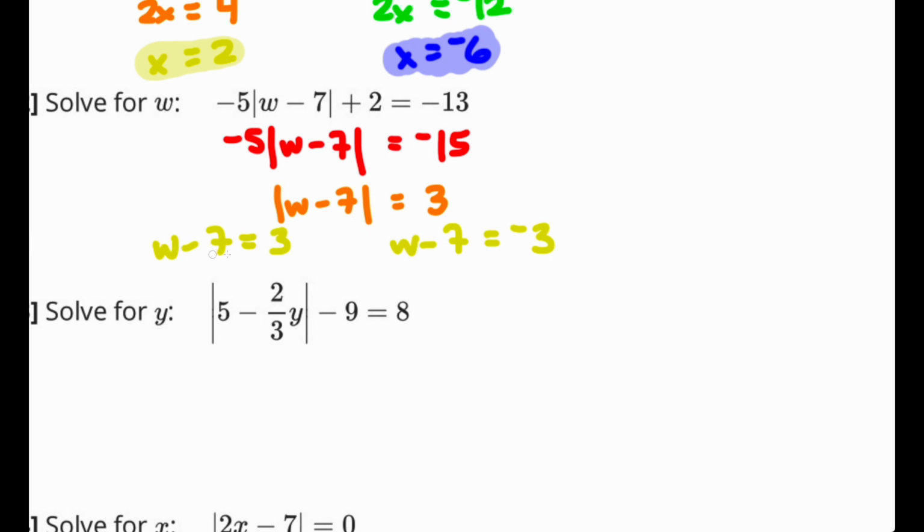For this left part right here, I'm going to add 7 on both sides, and you're going to end up with W is equal to 10. For this other one, I'm going to add 7 on both sides, and you're going to get W is equal to 4. So we have 10 and we have 4 as the possible answers.